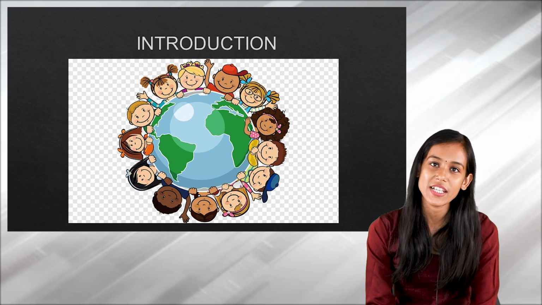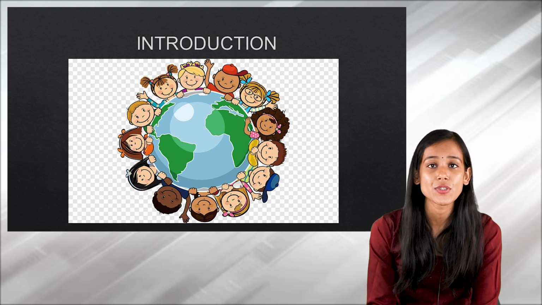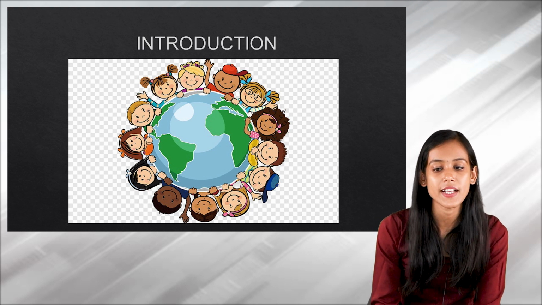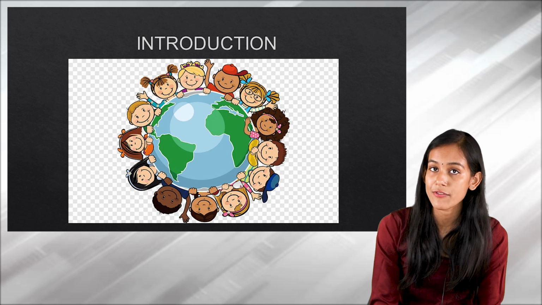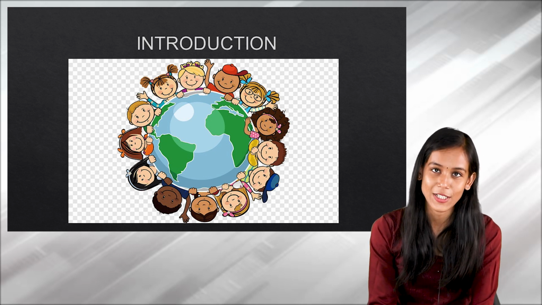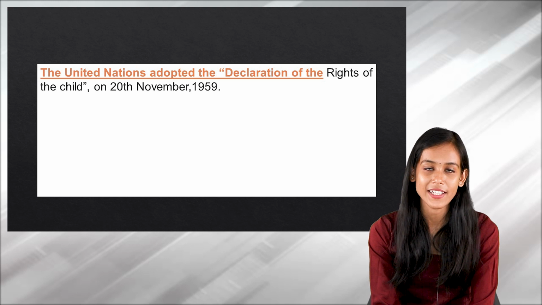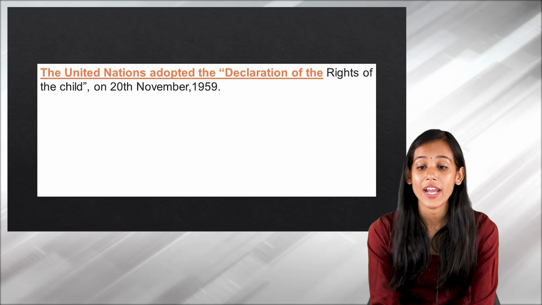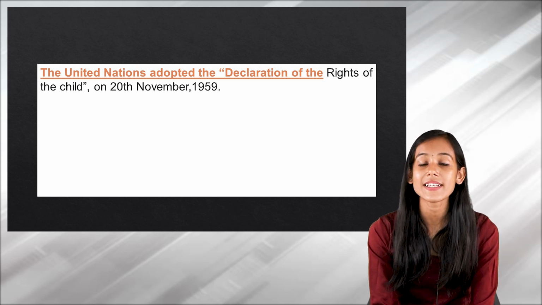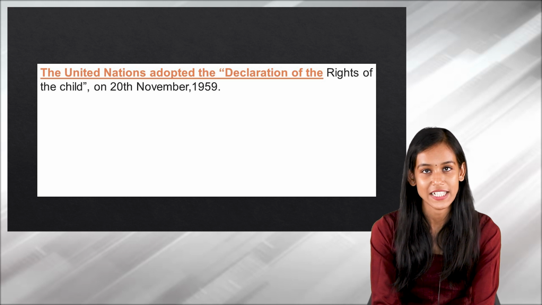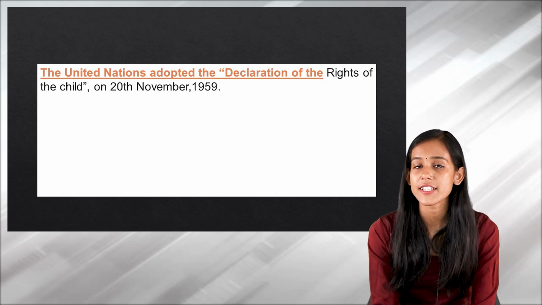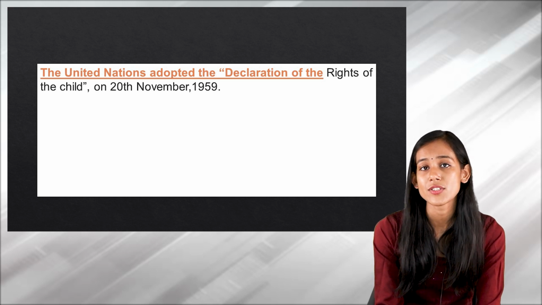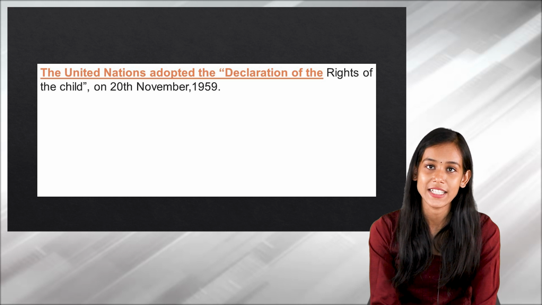Now, rights are those essential conditions without which no person can generally realize his best self. So these are essential for the individual as well as for the society. Keeping this in mind, the United Nations adopted the Declaration of the Rights of the Child on 20th November 1959. So, what are these internationally accepted rights of children? What are the rights children have? That is what we are going to see in this session.